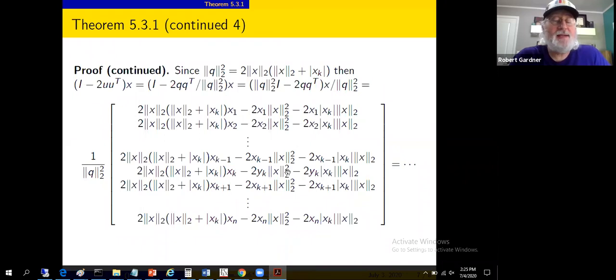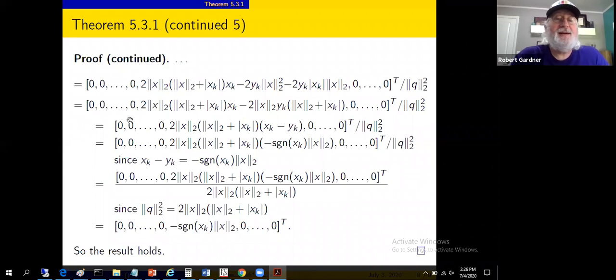And same thing throughout except in the kth row. So we get cancellation, that first component 0, second component 0, k minus 1 component is 0, k plus 1 component is 0, and so forth. So we get a whole bunch of cancellation except in the kth component. So this equals this: 0, 0, 0. Here's a kth component. I just copied what we had before. We'll simplify it now. Followed by a bunch of zeros. And the whole thing's divided by the norm of Q squared.